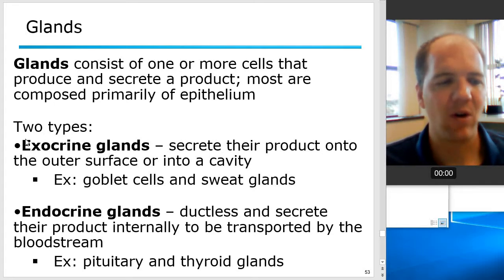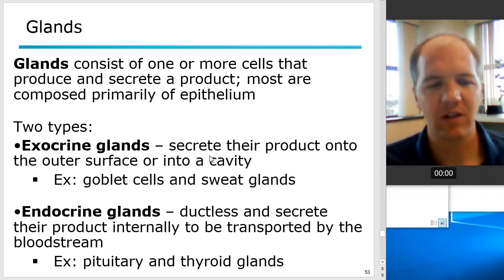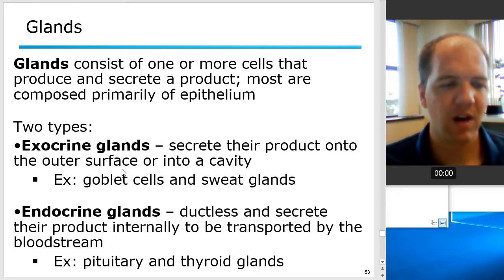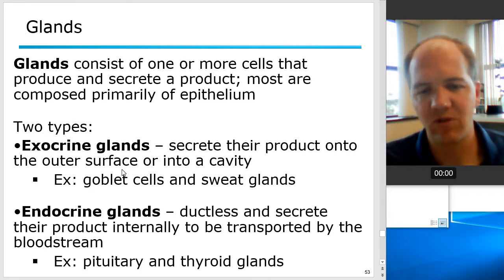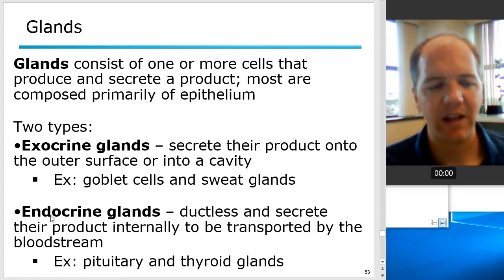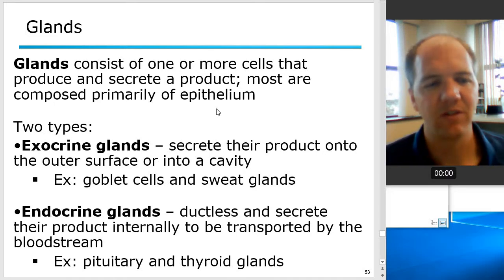Exocrine means out. And this is what I was just talking about a second ago, where these are secreted to the outer surface of the body or into a body cavity. So sweat glands, mucus-producing glands inside our respiratory tract or inside our intestinal tract. Those are all examples of exocrine glands. Okay, there is one other type of gland, and that's an endocrine gland, still made of epithelial tissue.